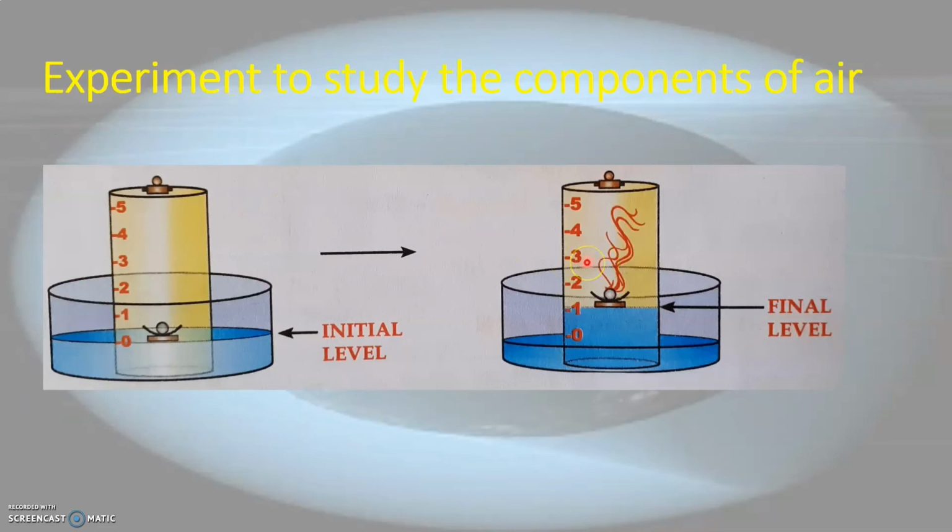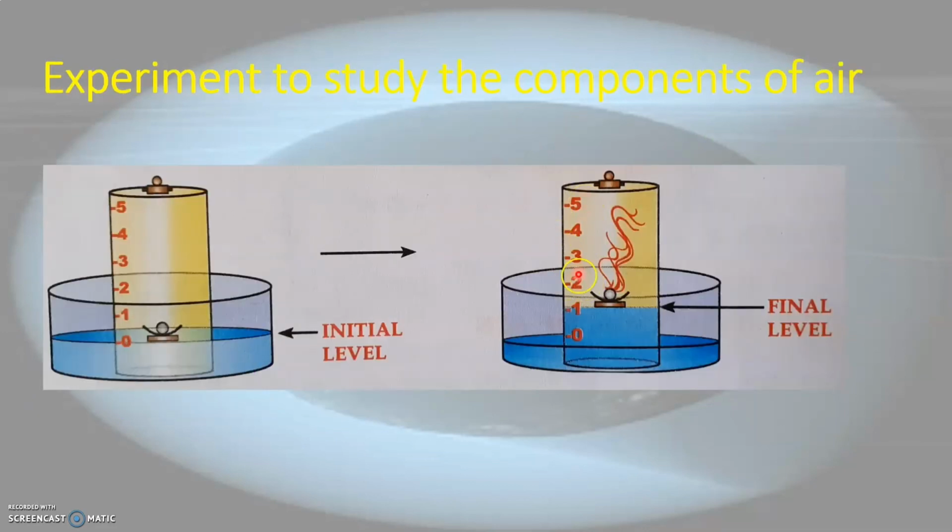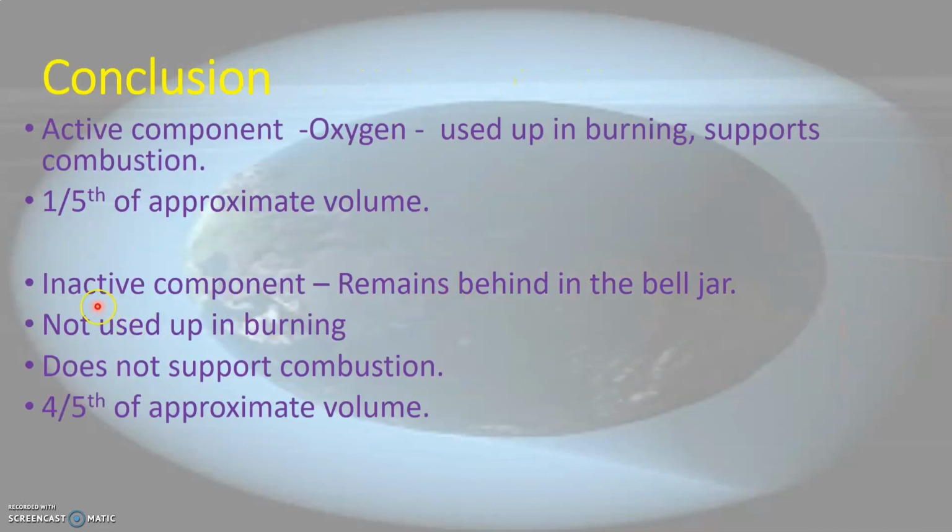This is because oxygen's space is occupied by water. So now water has reached the mark 1, which means that 1/5 of the volume of air comprises oxygen gas. Now there is the remaining 4/5 of the air that does not react with phosphorus. So that is known as the inactive component. The inactive component does not react with phosphorus, and that is why it remains behind in the bell jar.